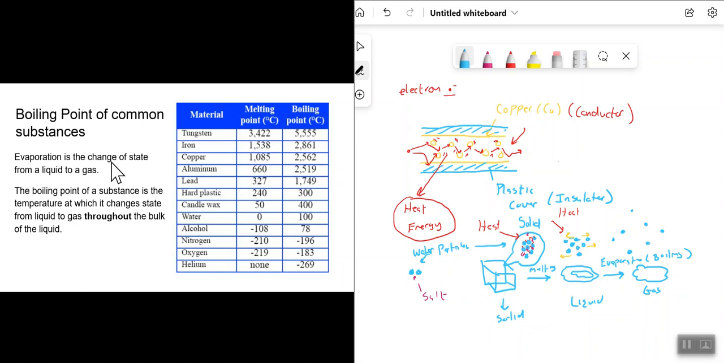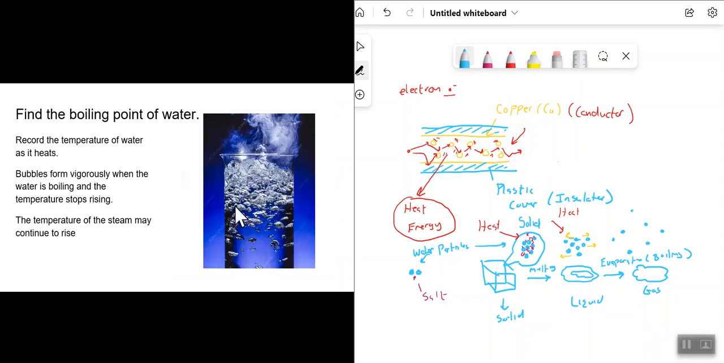So evaporation is the change of state from a liquid to a gas. The boiling point of a substance is the temperature at which it changes state from liquid to gas throughout the bulk of the liquid. And you can carry out an experiment to measure the boiling point of water. To find the boiling point of water, you record the temperature of water as it heats. You can take a beaker of water, put a Bunsen burner under it, start to heat it up, and put a thermometer in to measure the temperature as it rises.